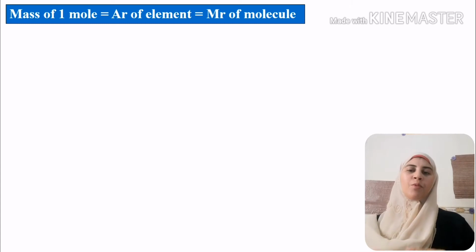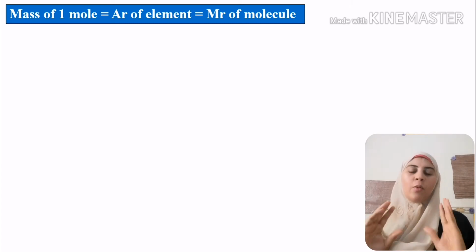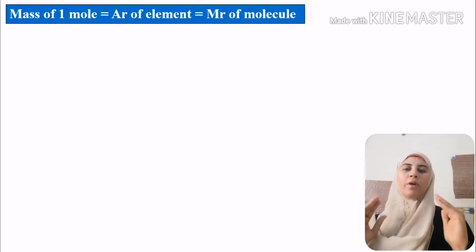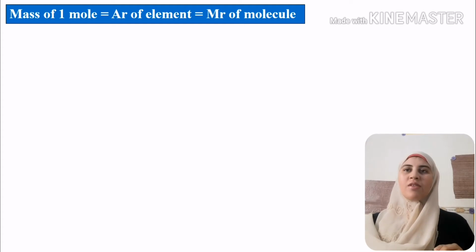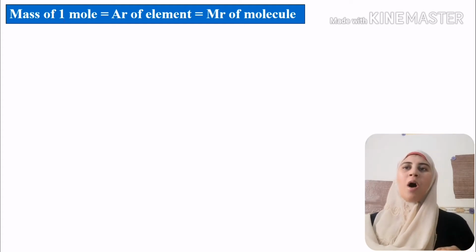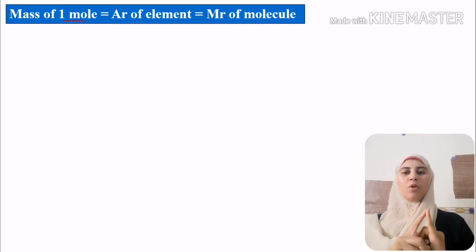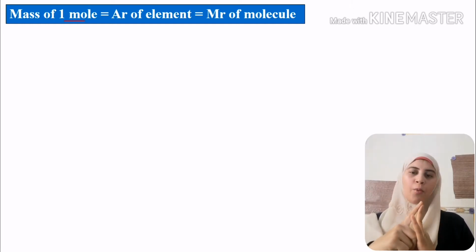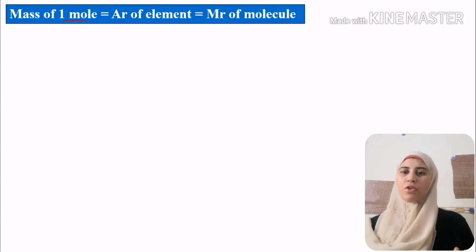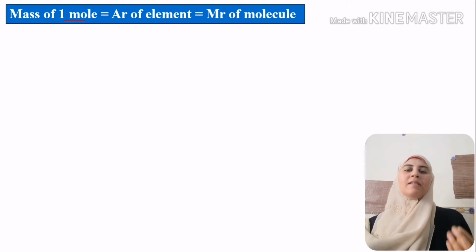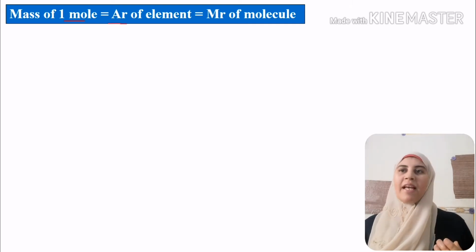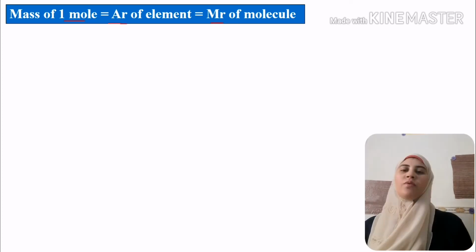Number one, you must memorize the most important equations or rules for answering any question in our chapter. At first, you must know that the mass of one mole equals the relative atomic mass, Ar, of an element, or equals the relative molecular mass, Mr, of a compound or molecule. So, if we have an element, the mass of one mole of the element equals its relative atomic mass, or the relative molecular mass of the molecule.